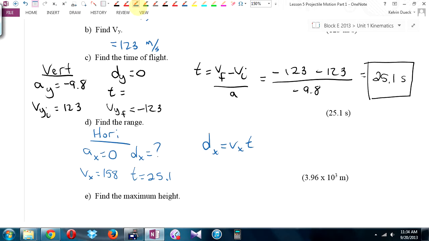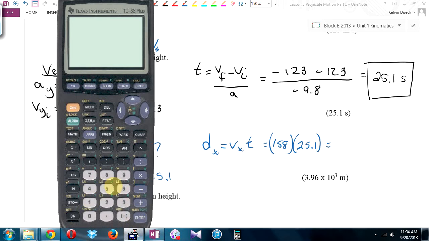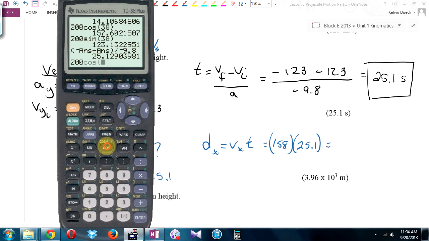Oh, and that's by itself already? This is straight plug and chug. It's going to be 158 times 25.1. Now, Jordan, I rounded that 158 off, but it's not that much effort for me to go 200 cosine. What was the angle? 38 or 36? 38. That was only like 2 extra keystrokes from typing 158, and that's dead accurate.